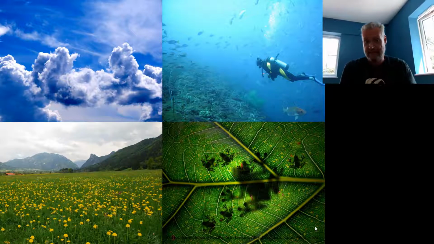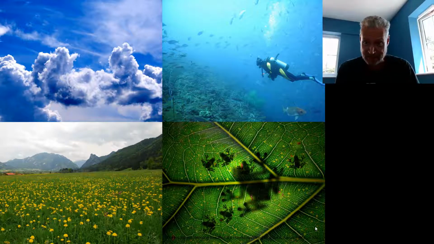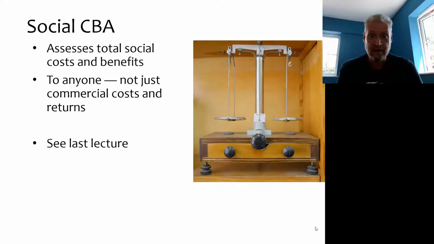And that is relatively easy for things that are traded on markets, but as you see in these pictures, if we're talking about environmental issues, they are not traded on markets. We're talking about natural beauty, we're talking about frogs, we're talking about fish and coral reefs, we're talking about landscapes and views, we're talking about the atmosphere.